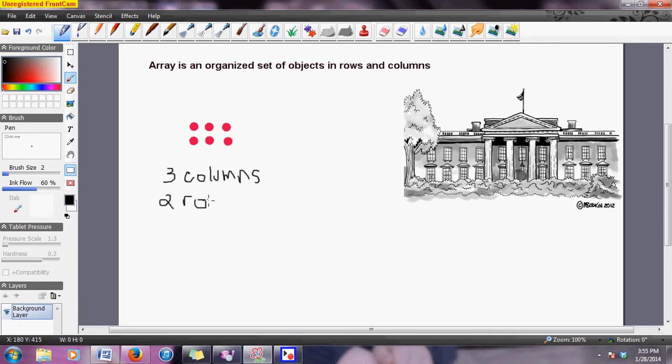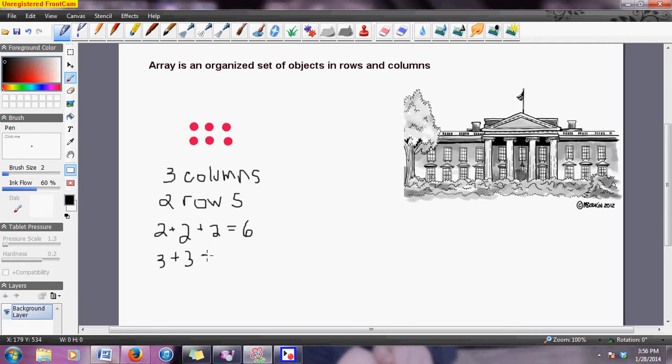The next question I'm going to ask you is how can I make an equation from this array? There's actually 2 different ways. You could do 2 plus 2 plus 2. And I'm getting the 2 because there are 2 objects in each of the 3 columns. That's why you see 2 3 times. And you could do 3 plus 3 because there are 3 objects in each of the 2 rows.